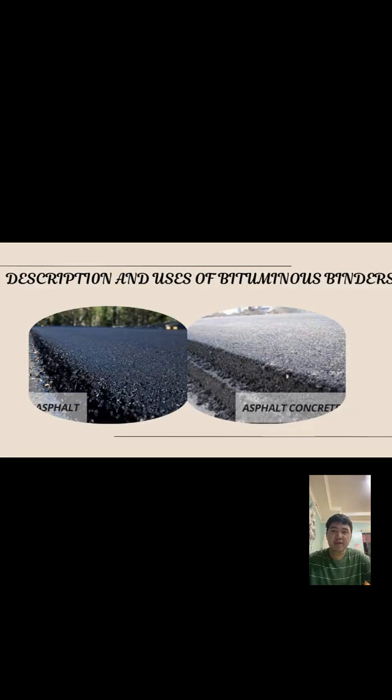The description and uses of bituminous binders. Bituminous binders are essential materials in construction, particularly for pavements. They can be broadly categorized into three main types: asphalt cement, asphalt cutbacks, and emulsified asphalt. Additionally, other bituminous materials such as blown asphalt and road tars exist but are now rarely used in modern highway construction.